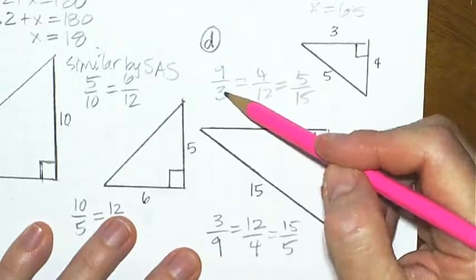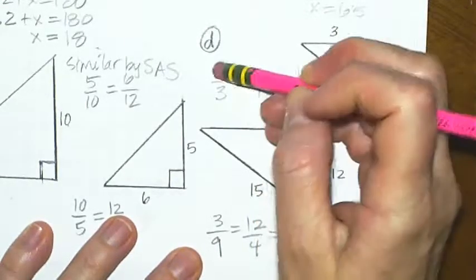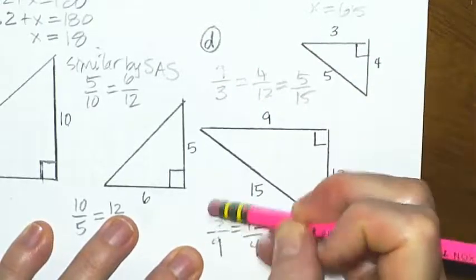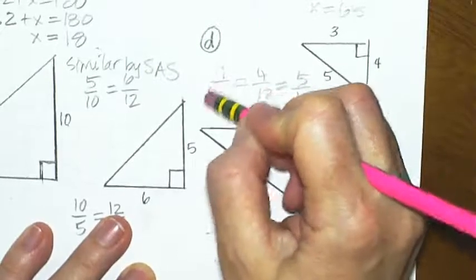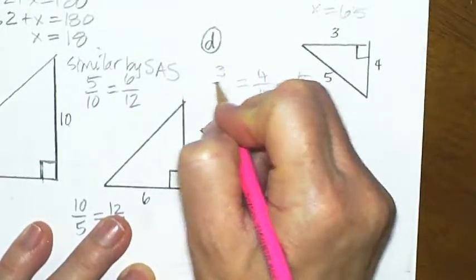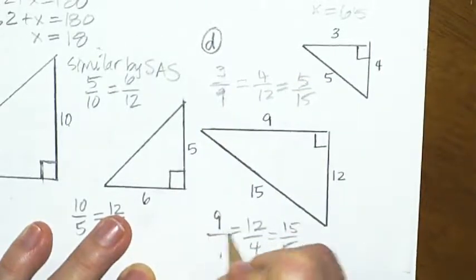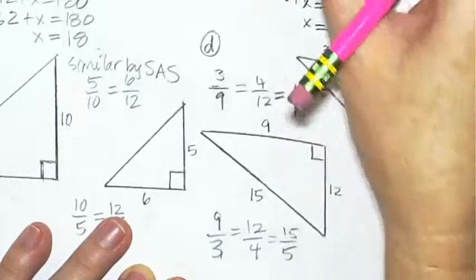Well, this is going to reduce to 3. Did I do that right? I put 9 over 3. And I put 3 over 9. Oops. This should be 9 over 3. And this should be 3 over 9. And this should be 9 over 3. Okay. Hopefully I didn't totally confuse you there.